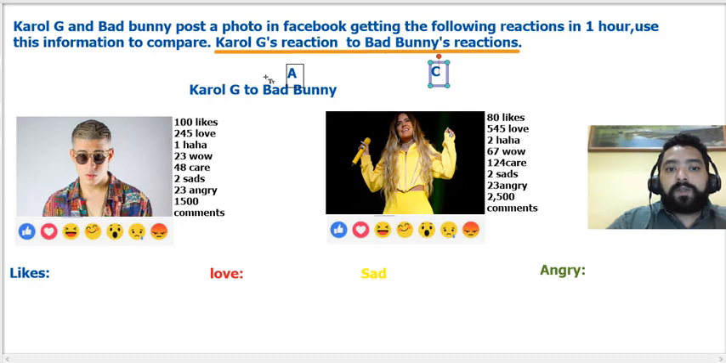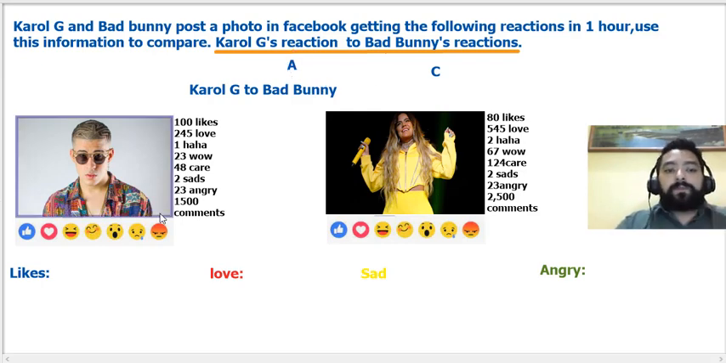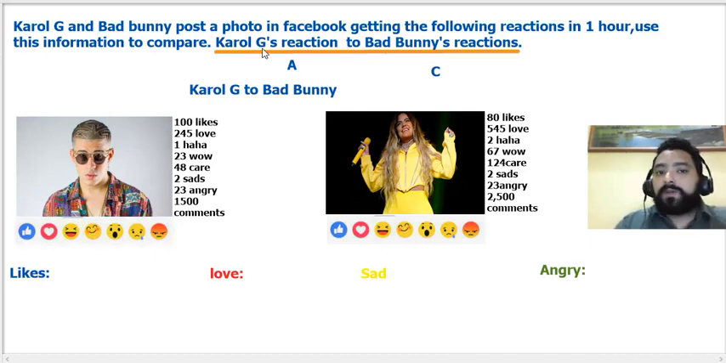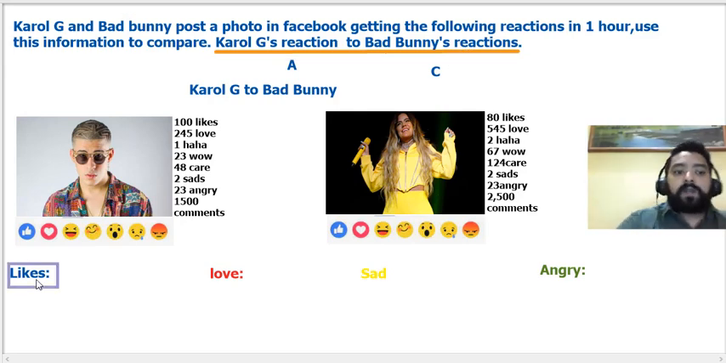Remember, it's important to identify which quantity we need to compare. In this case, we are going to compare reactions. So here we have the quantities for the reactions: like, love, ha ha, care, wow, sad, and angry. So for likes, remember we are going to compare Karol G to Bad Bunny. First we are going to write Karol G's information and then Bad Bunny's reactions.